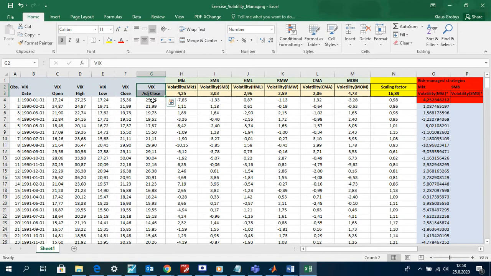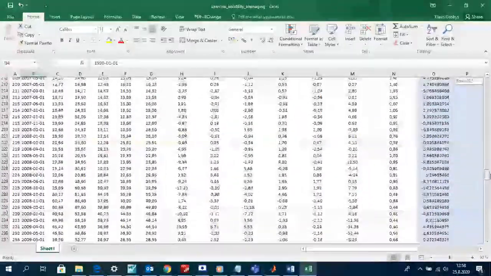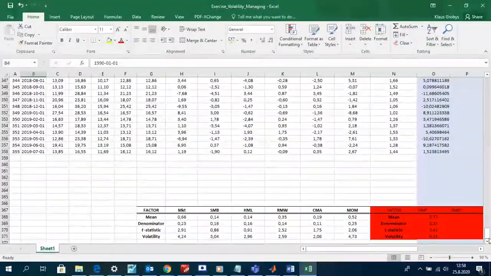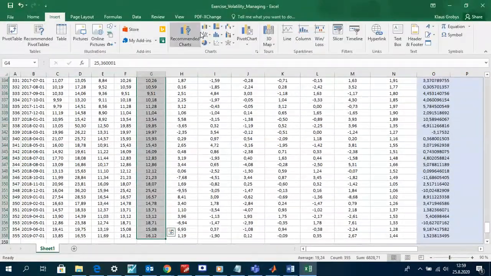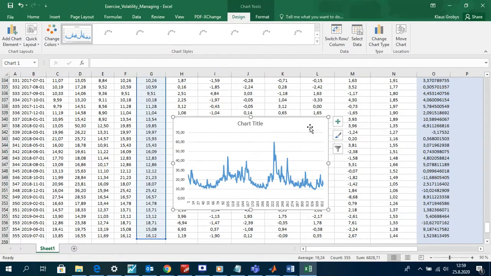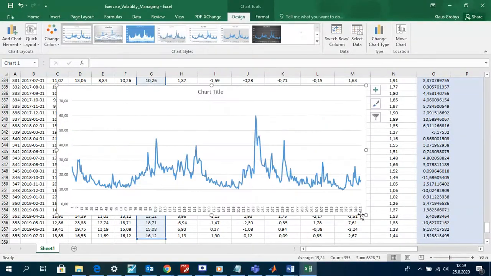We can also plot the time series of the VIX starting in January 1990, and our time series goes until July 2019. So we have 355 observations of the data. We plot it here. This is the VIX, based on the end of month values.